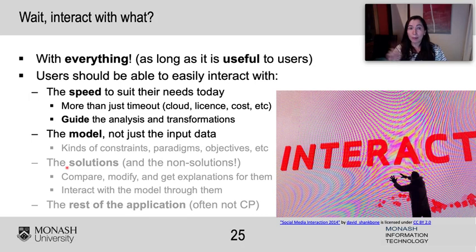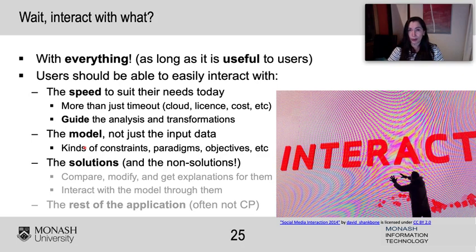And I'm not just talking about the input data, I'm talking about the model, right? So the kinds of constraints, the paradigms. Now I want to do it online, now I want to do it offline, now I want to modify my objective. And it's not just the weights. It's speed, the model, and finally the solutions. And not just the solutions, the non-solutions.